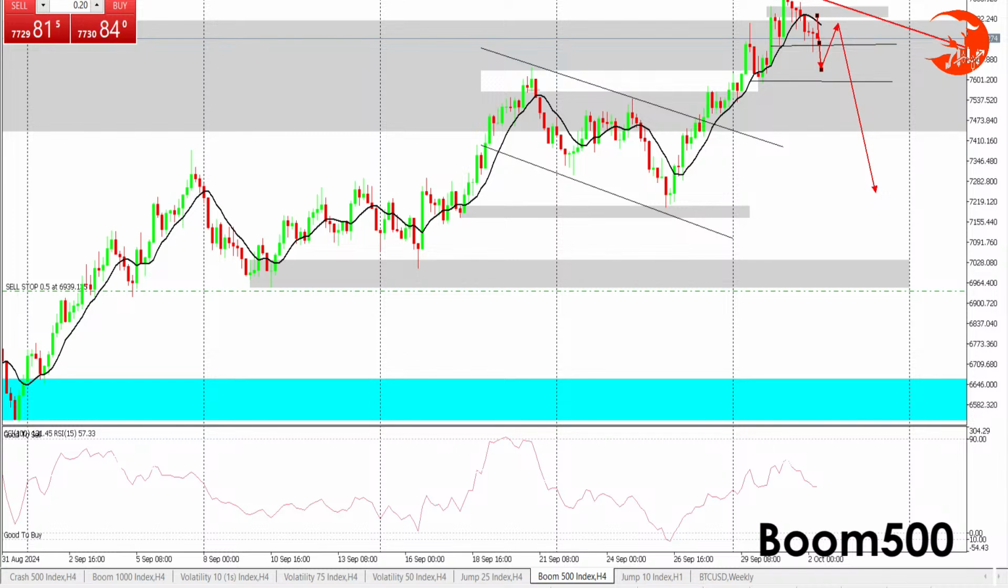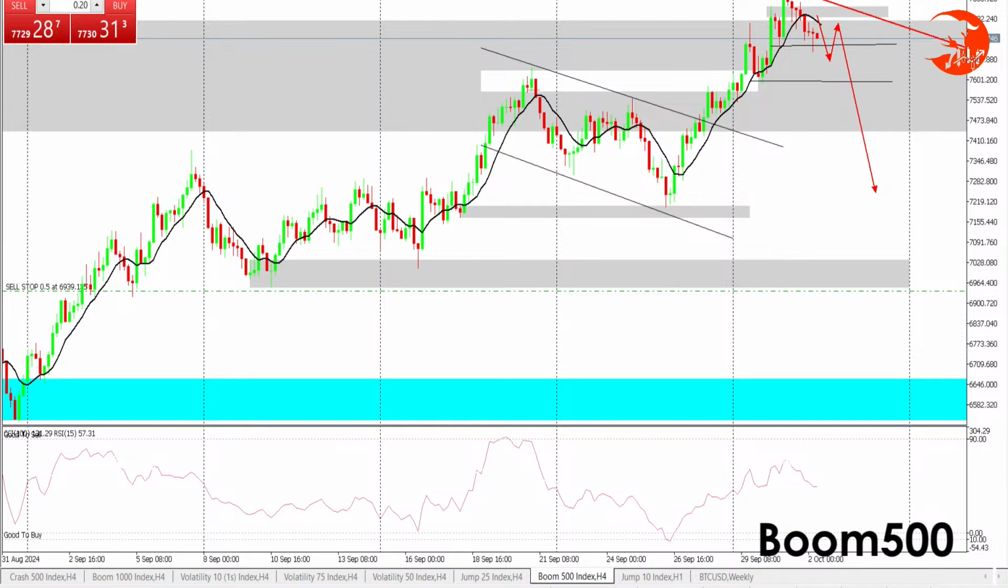This one I don't do it the way I do these other jumps and volatilities. This one I try to be disciplined, because I know if I'm not disciplined with Boom 500, I will be losing the account just in minutes.